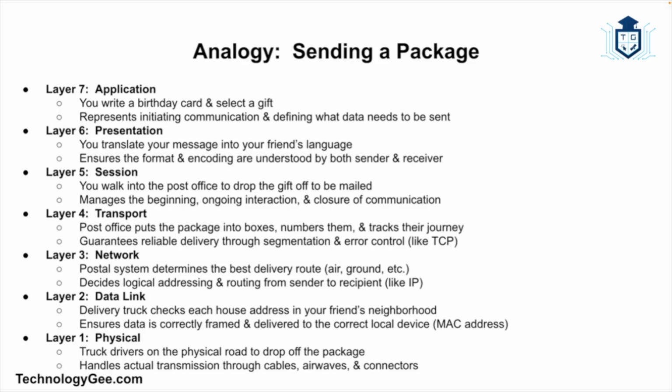When it comes to the network layer, this is the post office people or the driver deciding the best route to deliver your package. When it comes to the data link layer, this is the delivery truck checking addresses in your neighborhood to drop off that package.